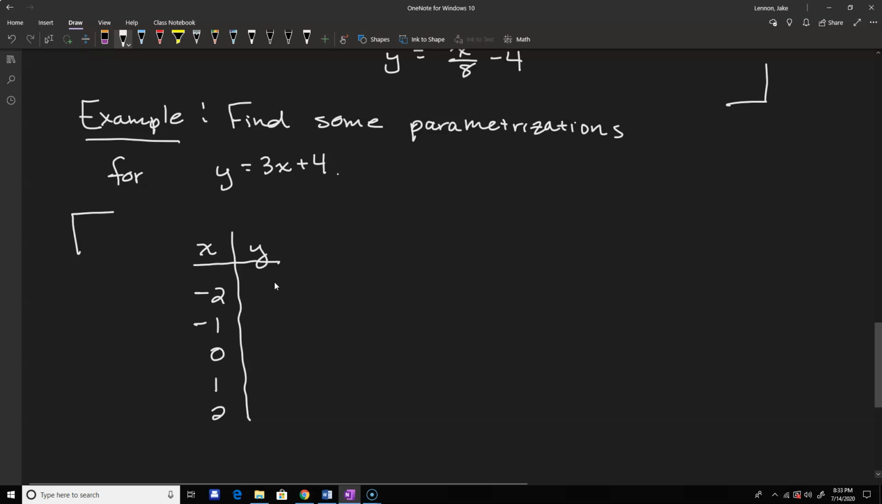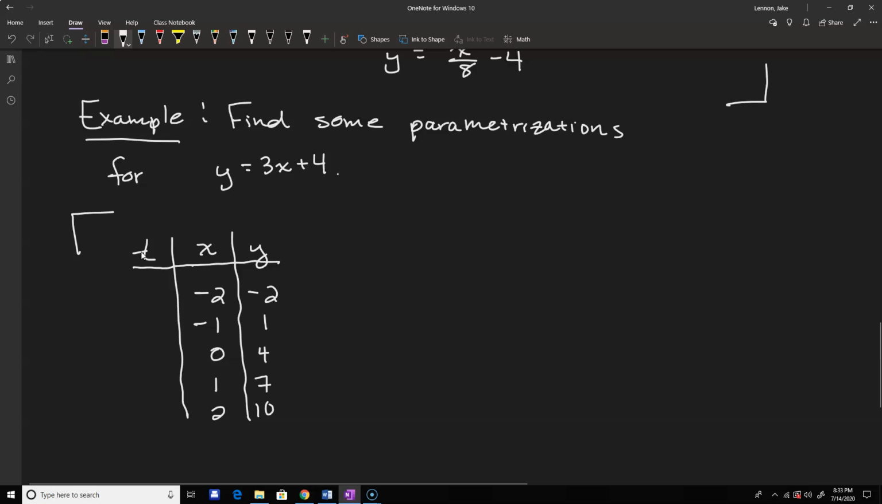Well, if you plug in -2, you're going to end up with -2 for y. And then you're just adding 3 each time, because that's the slope. Not 4, that's the y-intercept. So we get 1, 4, 7, and 10. And then what we want to do here, to find parametric equations, is think about what you want to choose t to be and confirm that it gives the corresponding x and y values.